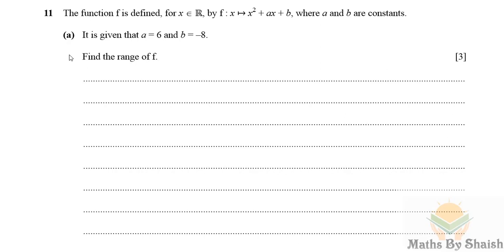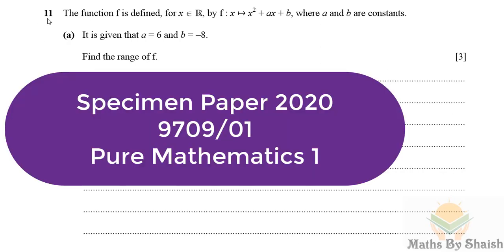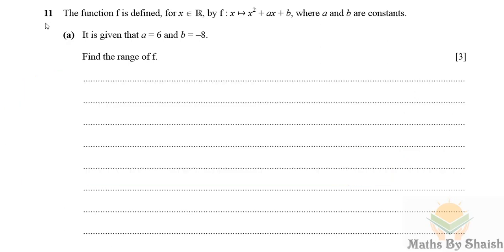Today we are going to discuss the last two questions, that is 11th and 12th from the specimen paper for the examination from 2020, and it is Pure Mathematics 1, that is 970901. So here's question number 11.